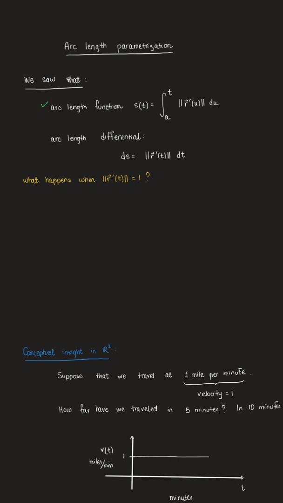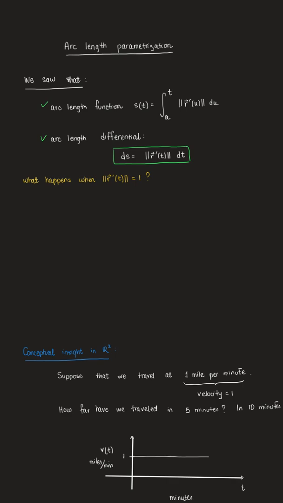We used the fundamental theorem of calculus part 1 to take the derivative of this function with respect to t and obtained the arc length differential. So we obtained that ds/dt is the magnitude of r prime of t, and multiplying both sides by the differential dt, we get what we call the arc length differential ds.